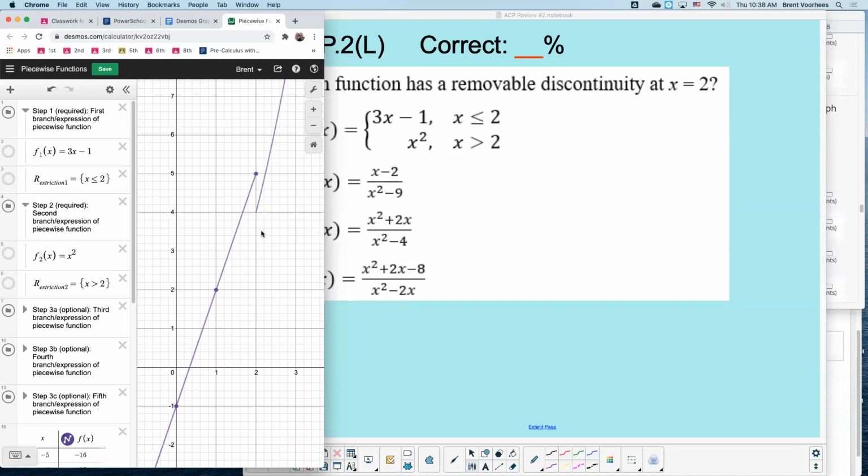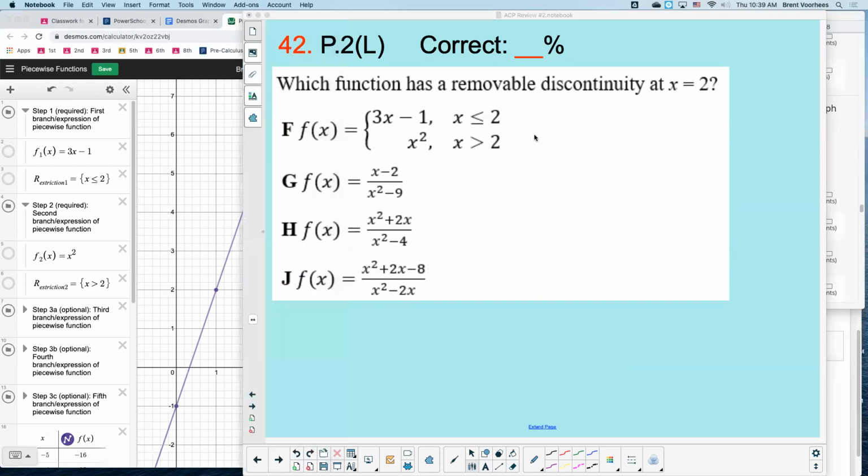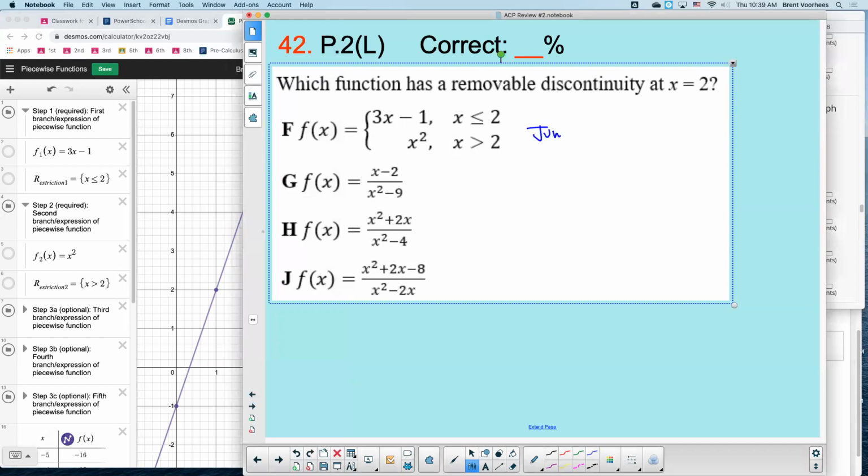So removable, one more time, you cannot see it right away. Removable, you will not be able to see right away. You'll have to click it to see it. Can you see a break there? Yes, you can see a break. So what type of break is this one? Jump. It's a jump because you can see it right away.